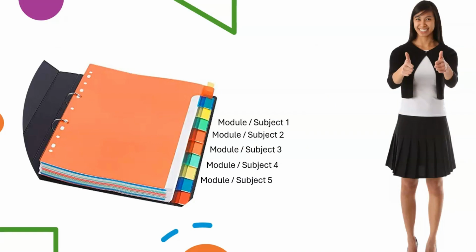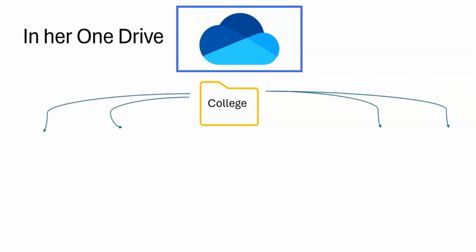The ring binder is the college folder. So this is all the work you have for college, divided into different subjects separated by the tabs. And we're going to do something very similar for Becky, help her get organized in her OneDrive. Her OneDrive is the cloud online file management system that you will have access to once you get your college login.